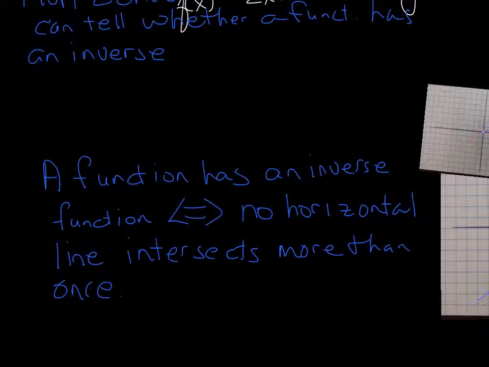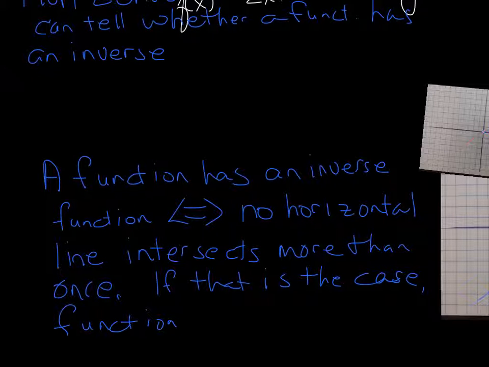And if that's the case, the function is 1-to-1. A function is 1-to-1 if it passes the horizontal line test. That means that each value of the dependent variable corresponds to only one value of the independent variable.